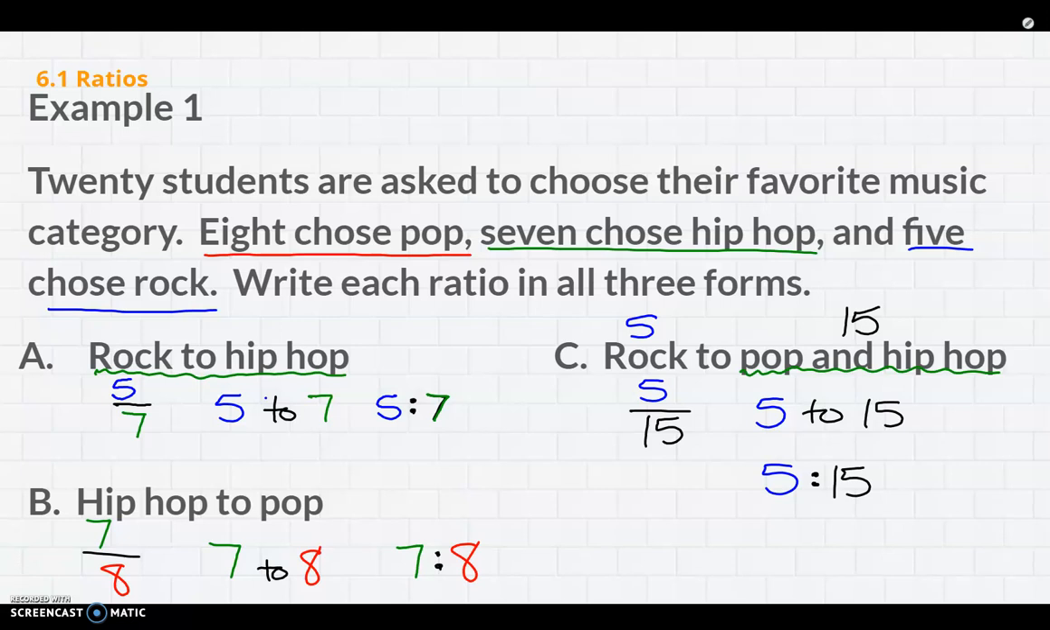Now, notice this fraction right here, some of you might be noting that it can be simplified, right? 5/15 simplifies to 1/3. So I will accept either 5 to 15 or 1 to 3. So for every 1 student that likes rock, there are 3 students that like pop and or hip hop. Or you could say for every 5 students that like rock, there are 15 that like pop and hip hop. They represent the same thing. They are equivalent ratios. I will accept either one, whether you simplify or not. Okay?